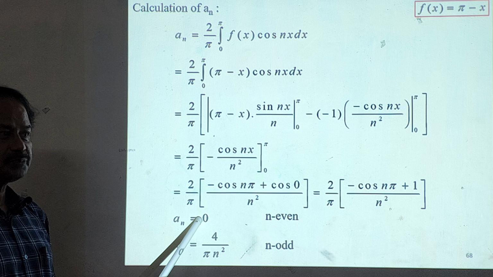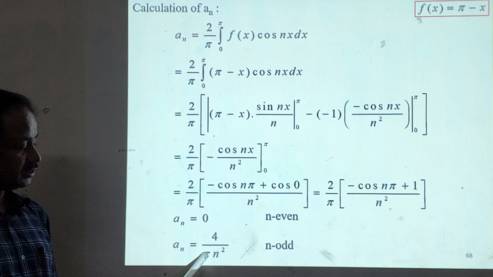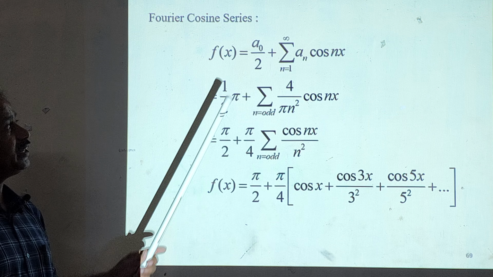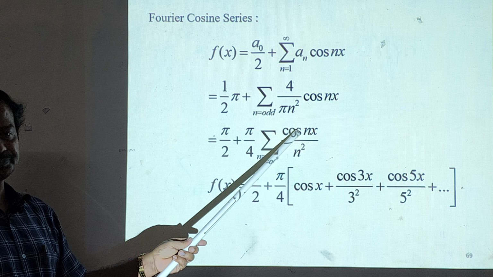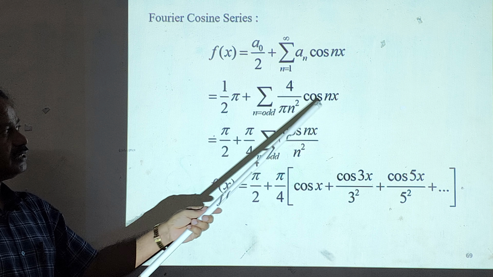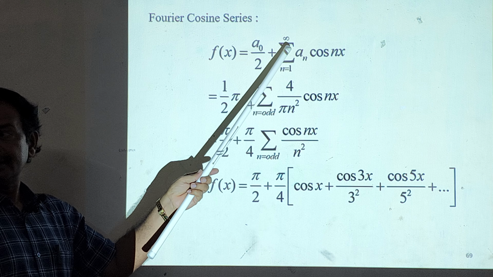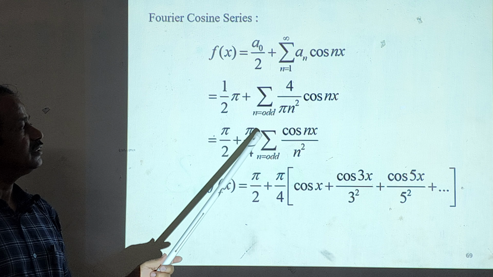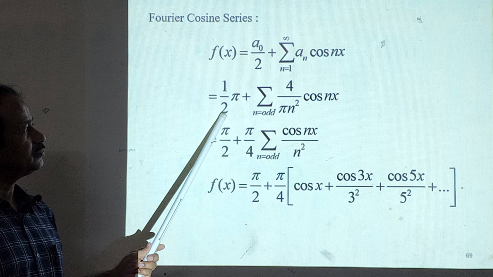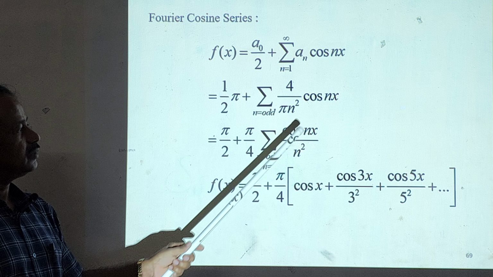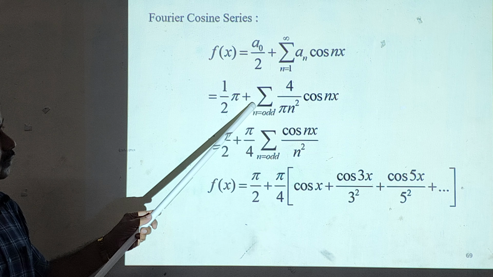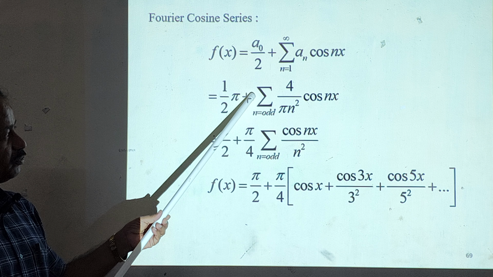For all the even functions, this becomes 0. And for all the odd functions, this is 4 divided by pi n squared, cos nx. Cos nx as it is in the series, f of x in the series. So we have this term pi by 2 plus, this is pi by 4, one pi by 4 is missing.